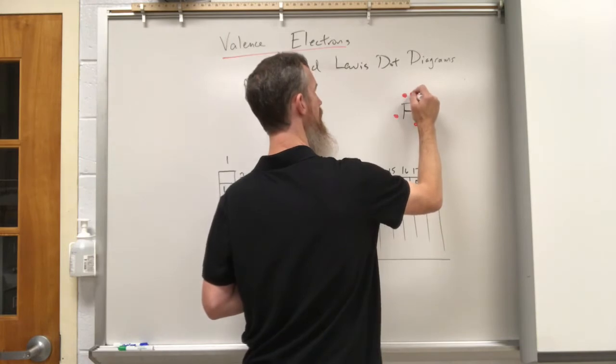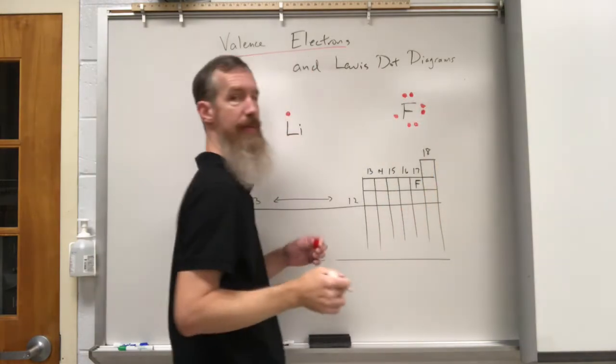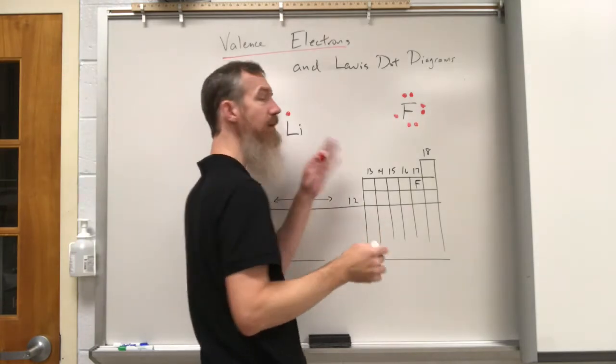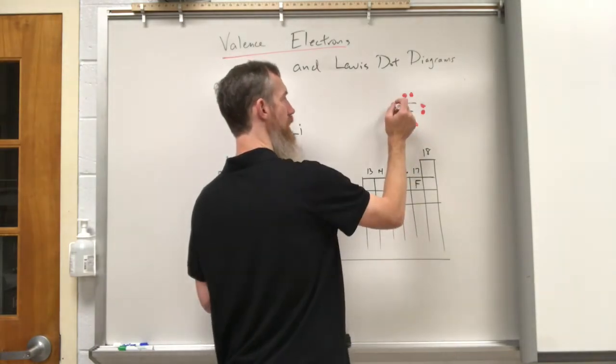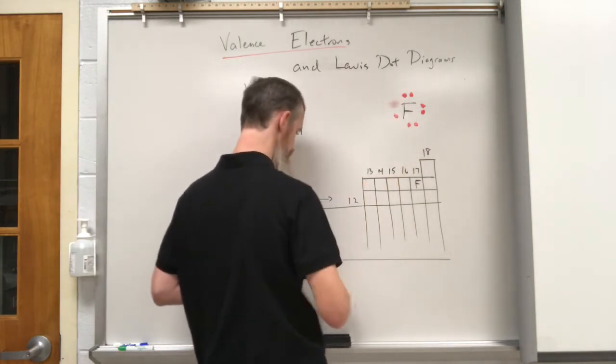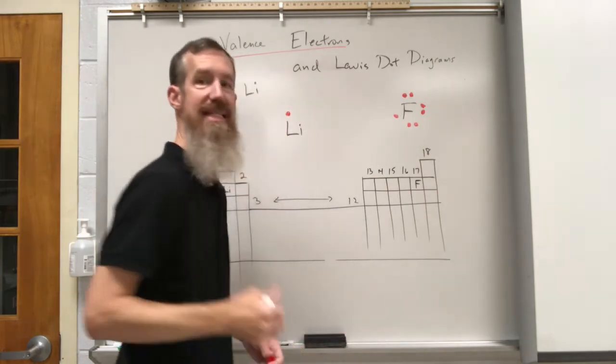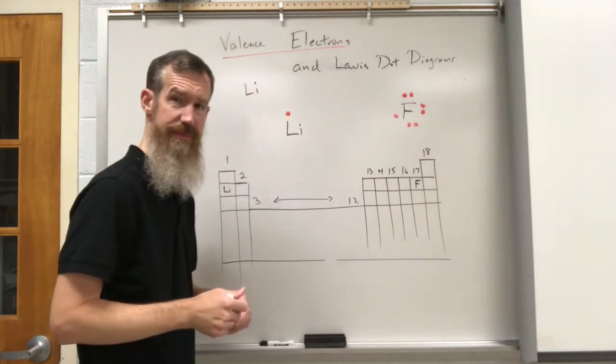Then we fill the other dot, 5, 6, 7. It looks nice and neat. Now, if there were an 8th dot, it would go here, but fluorine doesn't have an 8th dot, so we're not going to worry about it. So this is the Lewis dot diagram for fluorine, representing 7 outside electrons.